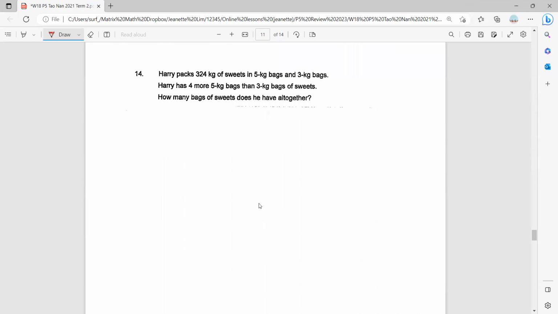Question 14. Harry packs 324 kg of sweets in 5 kg bags and 3 kg bags. Harry has 4 more 5 kg bags than 3 kg bags of sweets. How many bags of sweets does he have altogether? So when we read the question, there's actually extra 4 5 kg bags, right? So let's get rid of those first. Okay, the extra 4 bags of 5 kg.